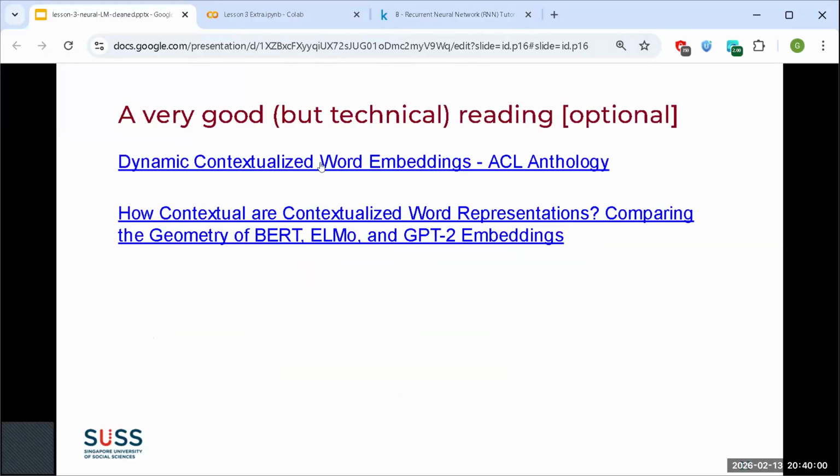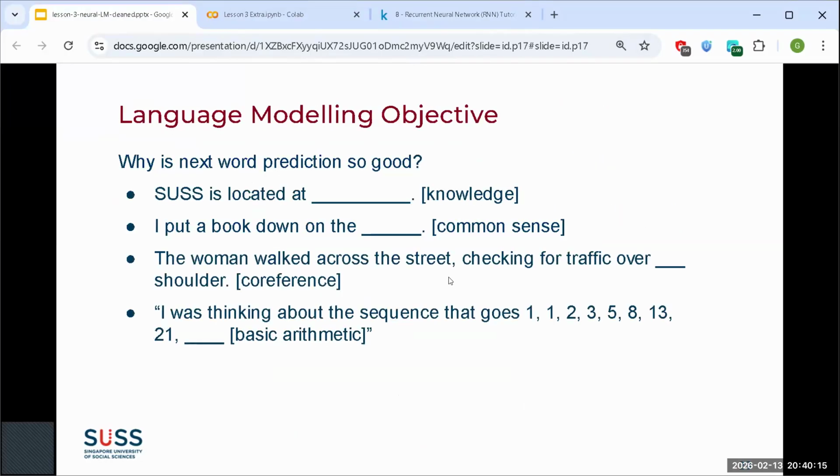And then in your slides, you also have more readings as well. These are optional for you to read, and for you to try if you want to try it. Okay, so let's go next.